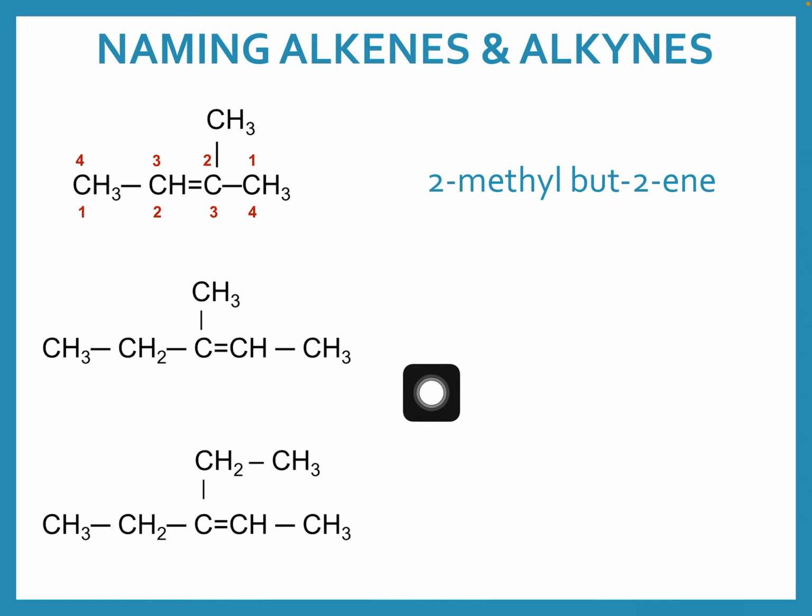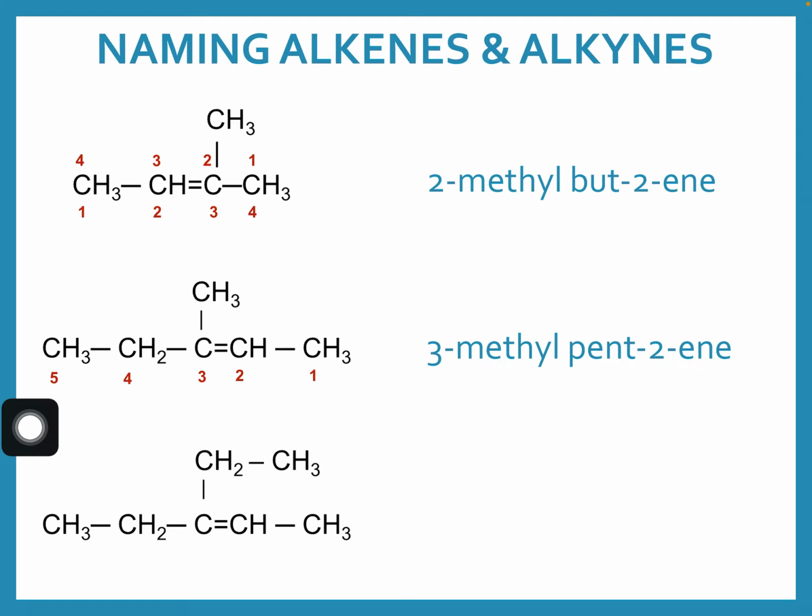For here we have 1, 2, 3, 4, 5. And if I number from this direction, the third carbon has the double bond. If I number from this direction, the second one has the double bond. So I'm going to number from the right. And so we've got a 1, 2, 3, 4, 5, so pent. And then off of the second carbon, I have a double bond, so pent-2-ene. And then off the third carbon, there's a methyl. So we're going to start with that 3-methyl and then pent-2-ene.